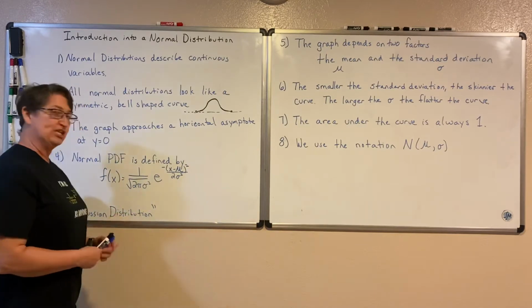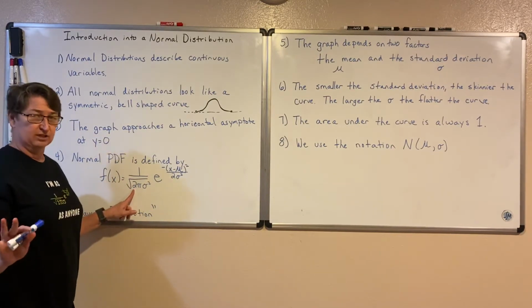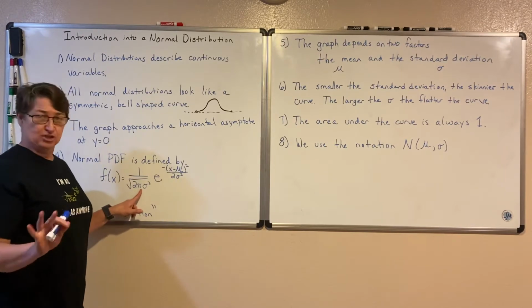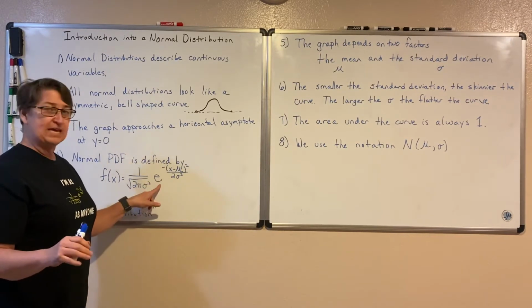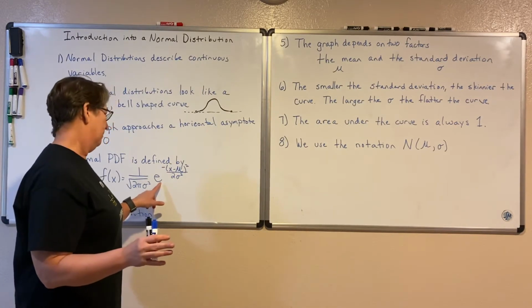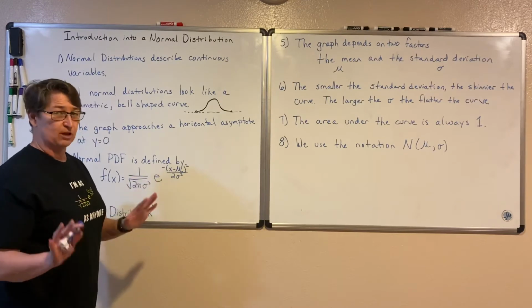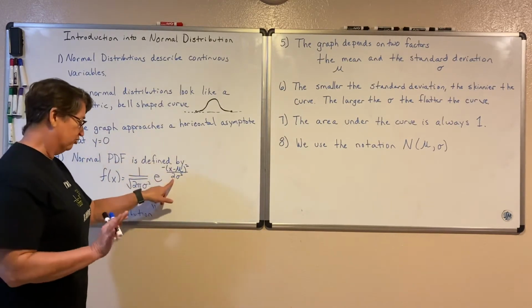Let's look at this equation a little bit closer. Notice that 2 is just a constant, it's just a number. Pi is just a constant, 3.14. E is just a number, 2.7-ish. That 2 is just a constant, and this 2 is also just a constant.